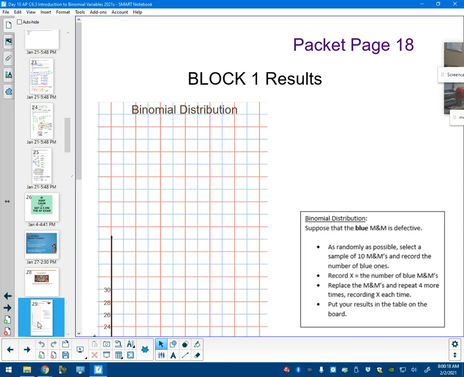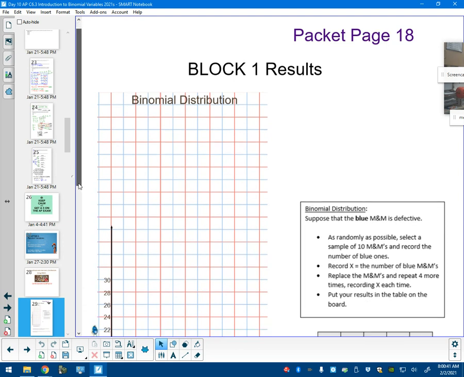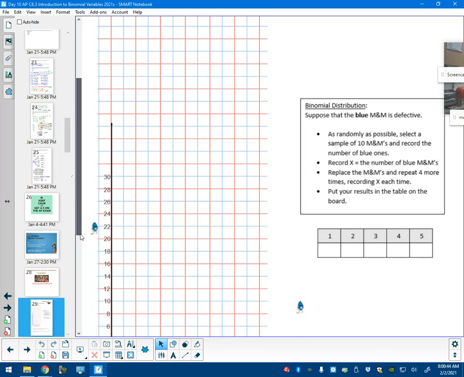So, dump your M&Ms into the cup, or you can leave them in the bag, just don't look, and then basically shake up the cup, and then pull out 10 M&Ms and put them on a piece of paper or something. And in this little spot, the first time you do that, record how many blue M&Ms you get. I got 0 the first time. All right, then put those back in, shake them up, and do it 5 total times.